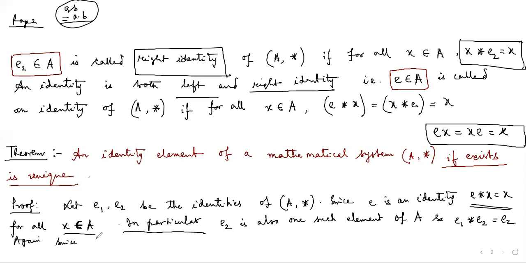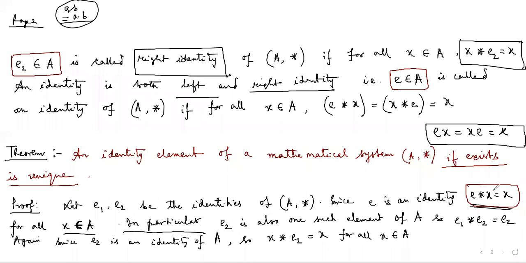Again, since E2 is an identity of capital A, so x star E2 is equal to x for all x belonging to capital A. Just look at this thing. Here I have written it in the form of left identity. This should be E1, not EU. This should be E1.